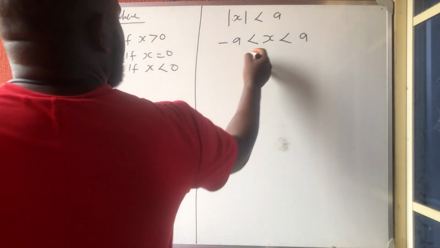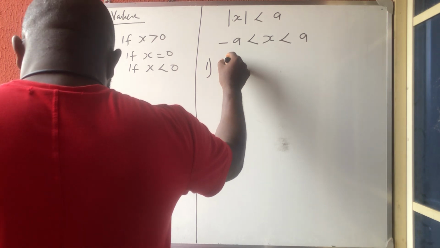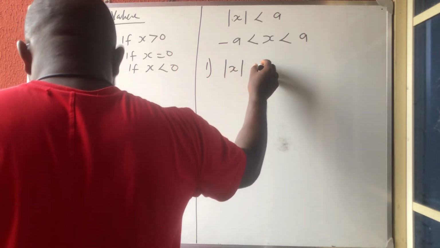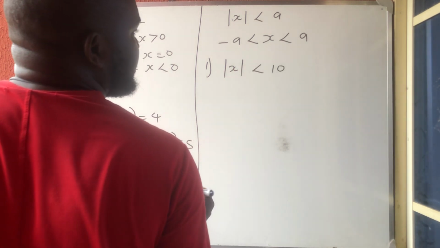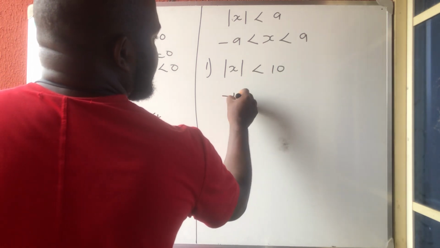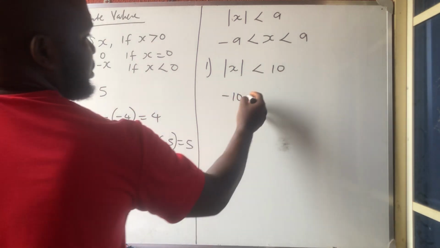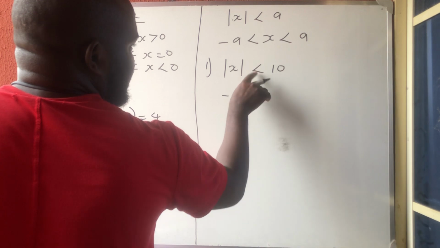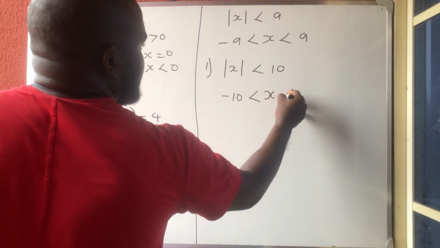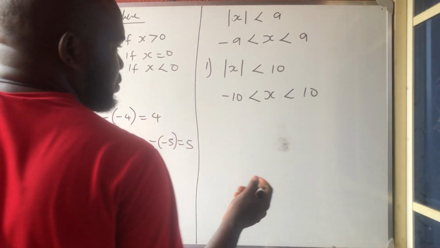Number one says the absolute value of x is less than 10. So what do you do to solve this? You say minus 10, the negative of this, is less than, the same sign, less than x, which is less than 10. That is how to solve it.